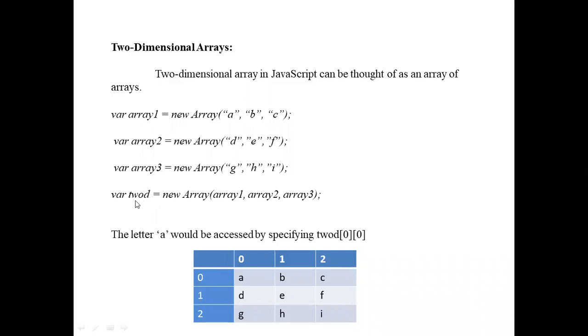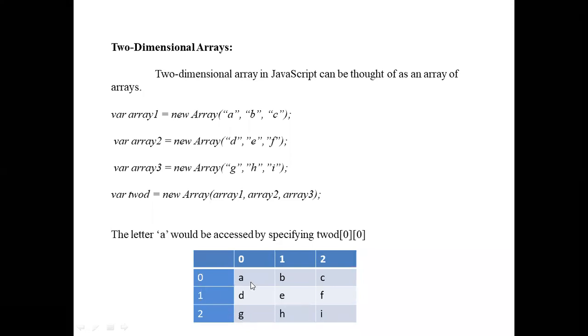So here 2D is the two-dimensional array, that is an array of arrays, that is array 1, comma, array 2, comma, array 3. Here this is an example of a 3 by 3 two-dimensional array. First array 1: A, B, C; second array 2: D, E, F; third one G, H, I.